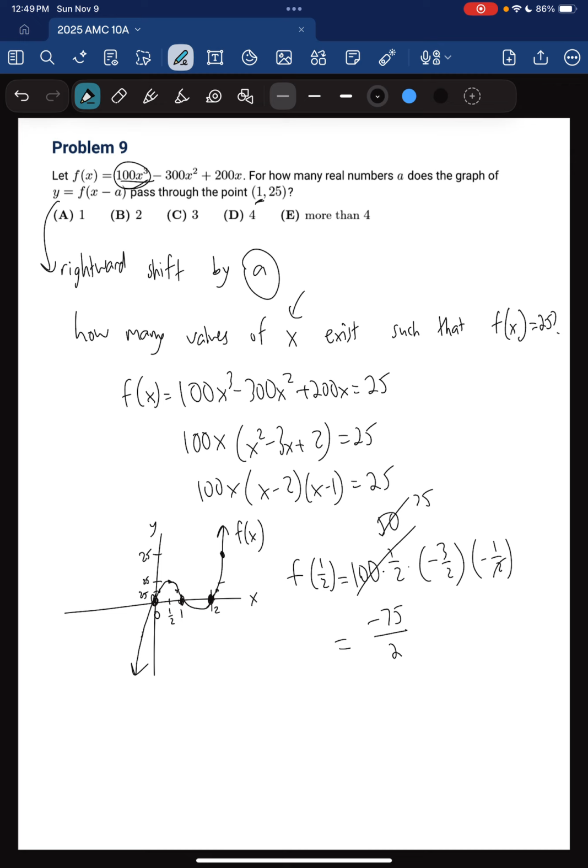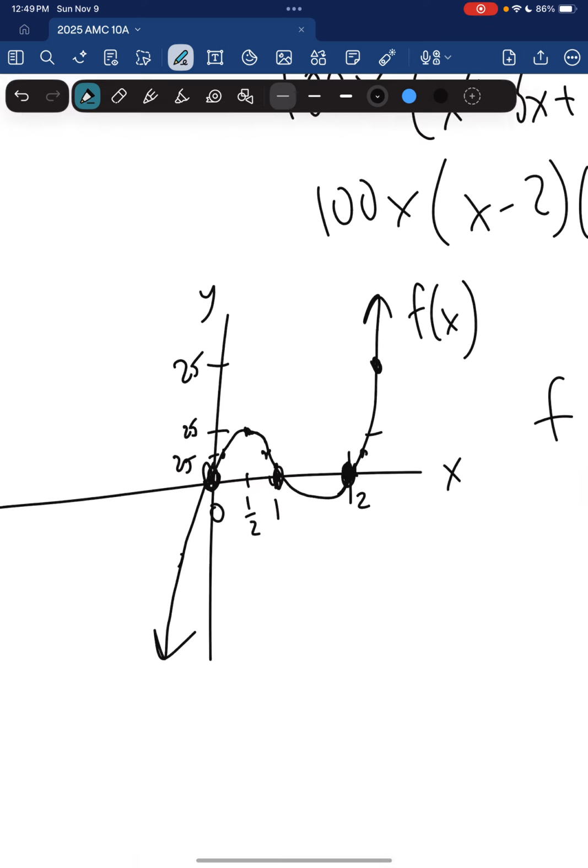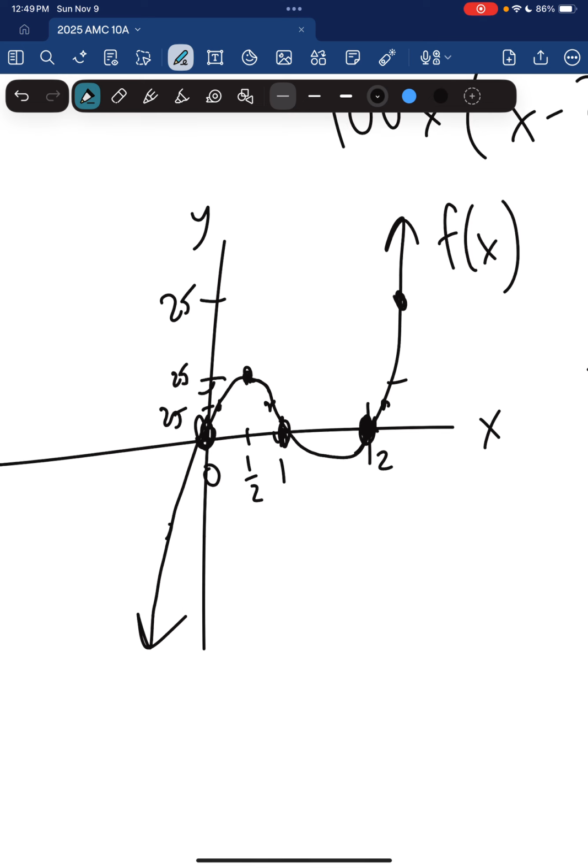Is that correct? Let me just check that. 50 times 50 over 2 is 25, 75. Yes, that should be right. And this is greater than 25. So since this point is greater than 25, then this 25 is less. There are going to be 2 solutions here with an additional solution there.